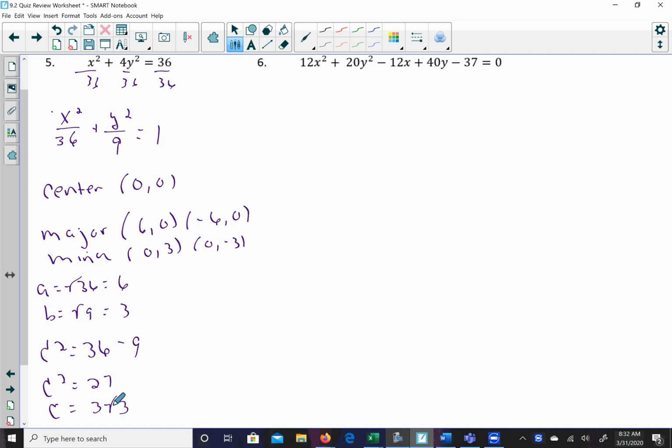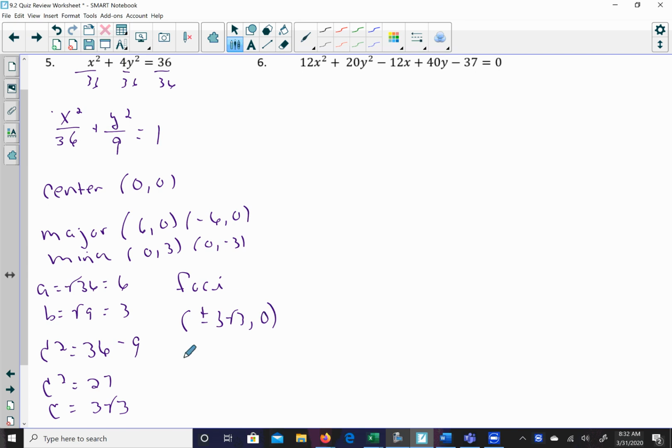And so now to find my foci, I'm going to add that 3 square root of 3. I'm going to add and subtract it to the x coordinate. So my foci is going to be plus or minus 3 square root of 3. And then my y coordinate stays 0.